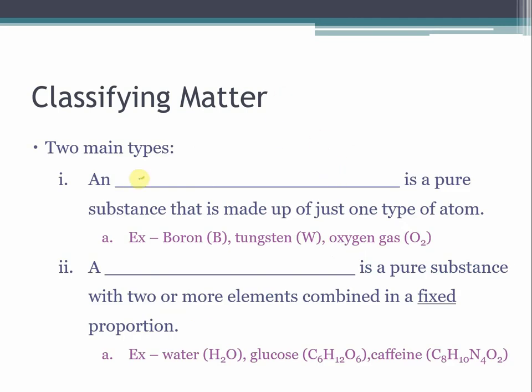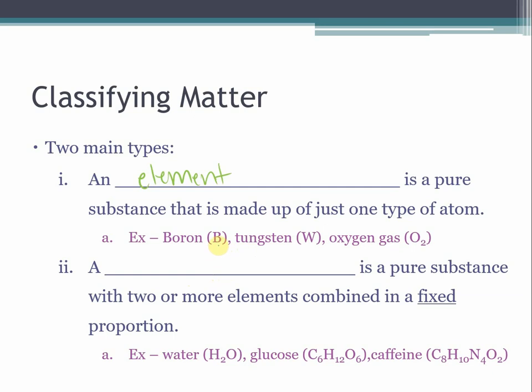There are elements, and an element is a pure substance that's made of just one type of atom. You can find a complete list of your elements on the periodic table. If it shows up on the periodic table, it's an element. If it does not show up on the periodic table, it is not an element. Or it's an element that hasn't been discovered, but probably it's just not an element.